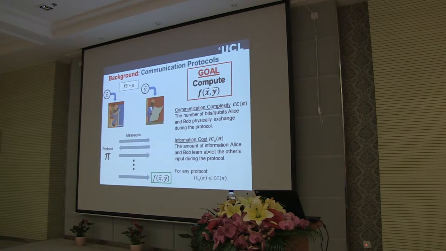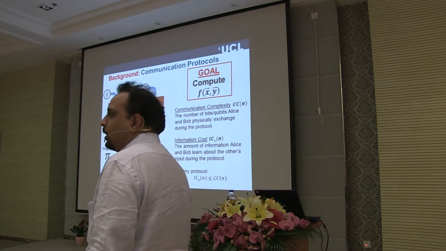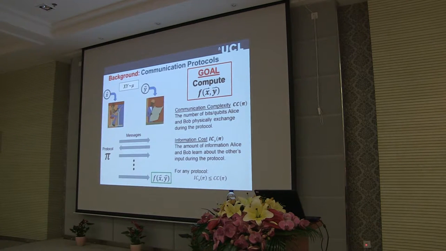Information cost. Information cost is the amount of information that the players learn about each other's input during the protocol. Now, it's possible that in a protocol, communication is large but the information learned is small. But of course, the other way is not possible. If information learned is large, then communication is also large. So we have this, information is smaller than communication.